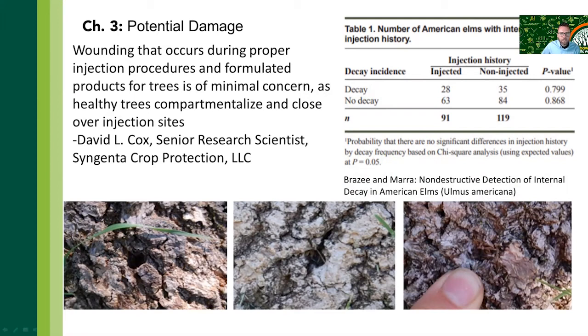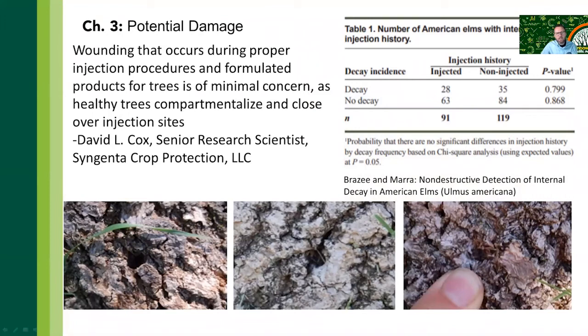If you look at the presence of decay and the absence of decay, in injected and non-injected trees, you see that even though the sample size of the injected is slightly smaller, about 18 trees smaller, we find, ironically enough, more decay in our non-injected trees than in our injected trees.